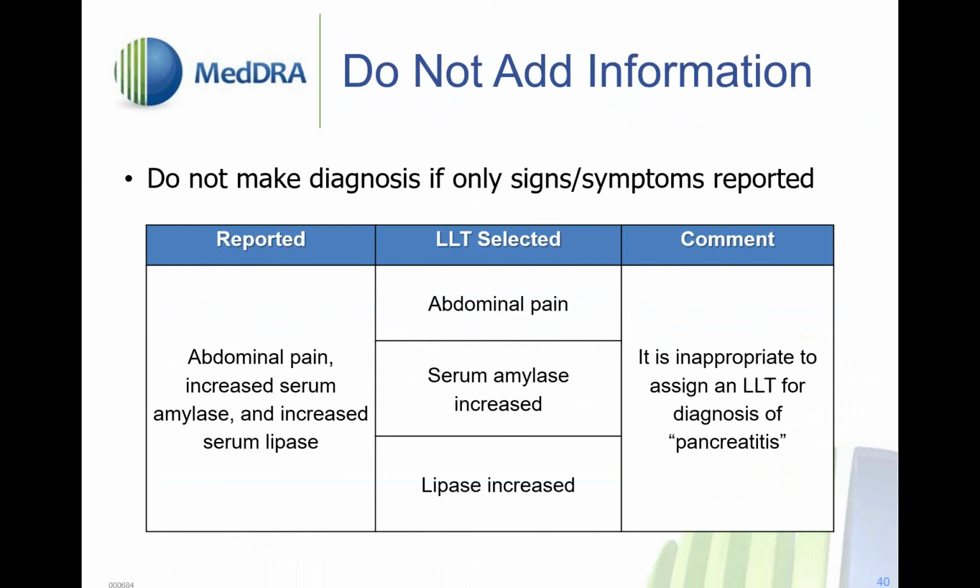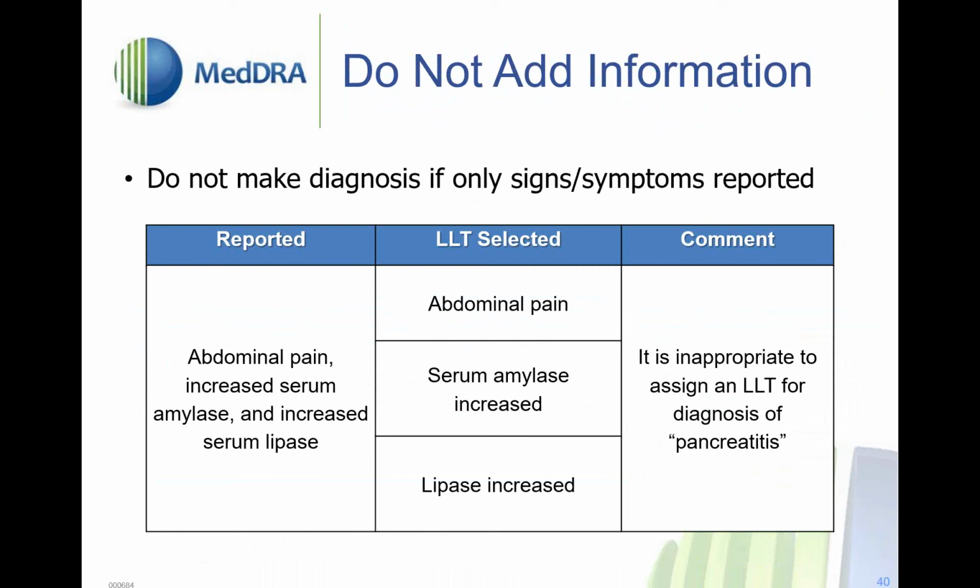You can't code that to pancreatitis. That's not what the report includes. So even the report has a sign and symptom or investigation or a procedure being done for a condition that you think you know what it is. If the verbatim does not clearly specify what the diagnosis was, you can't make the assumption when you're coding.